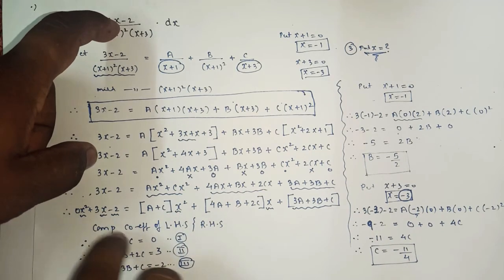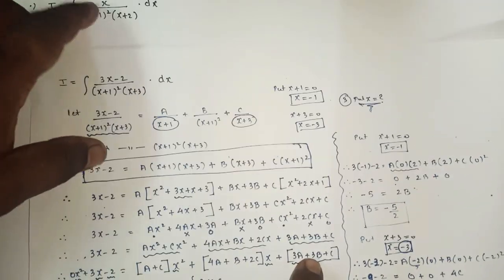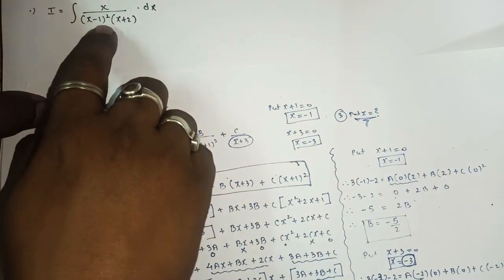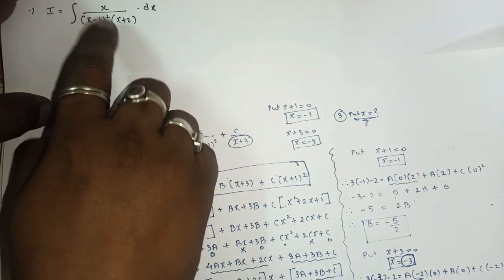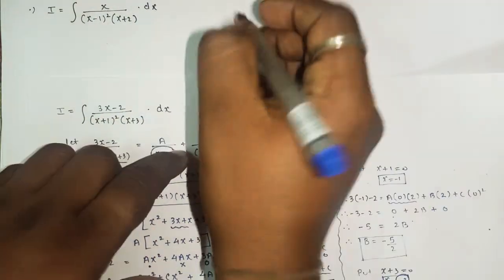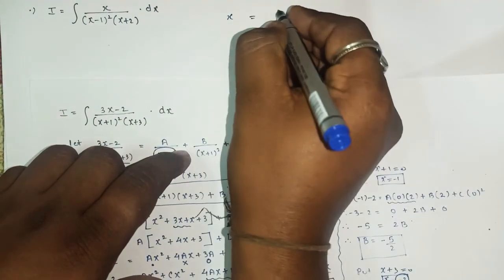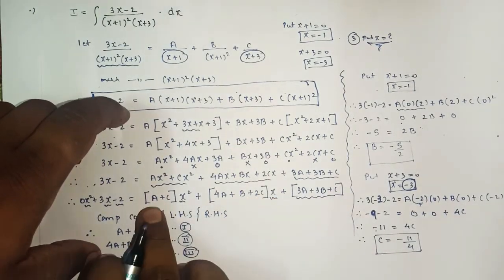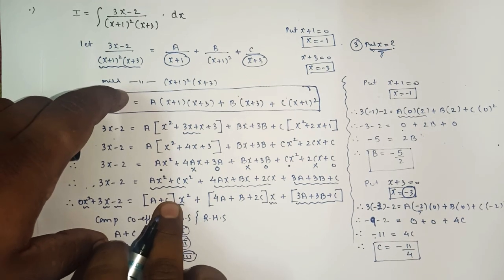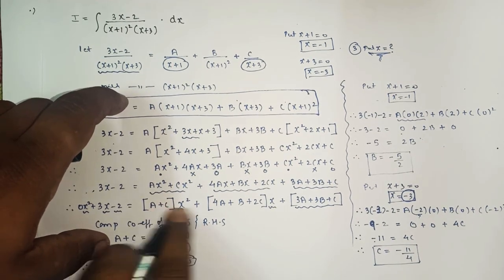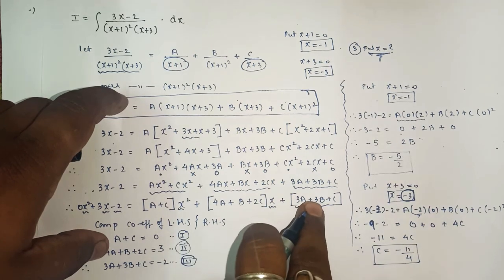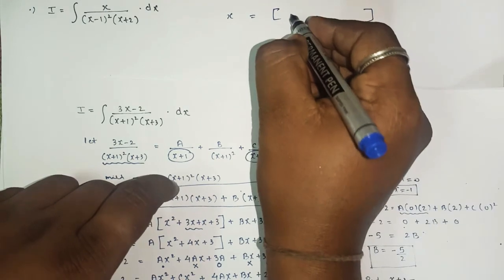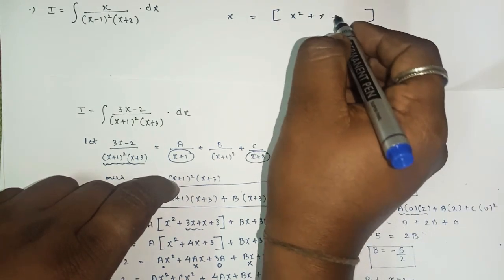So when you compare the left hand side and right hand side, see that here we have only an x term. So the x squared term and the number will be absent. So on the right hand side you will get the answer in this form: one coefficient with respect to x square, one coefficient with respect to x, and one coefficient without x.